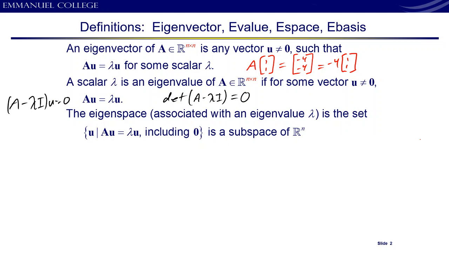Basically, you're looking for u that is going to be in null of A minus lambda I, because you're looking for the vectors that make it equal to 0. So that's the same as the null space. But notice the lambda in there. You'll have a unique null space for each lambda.